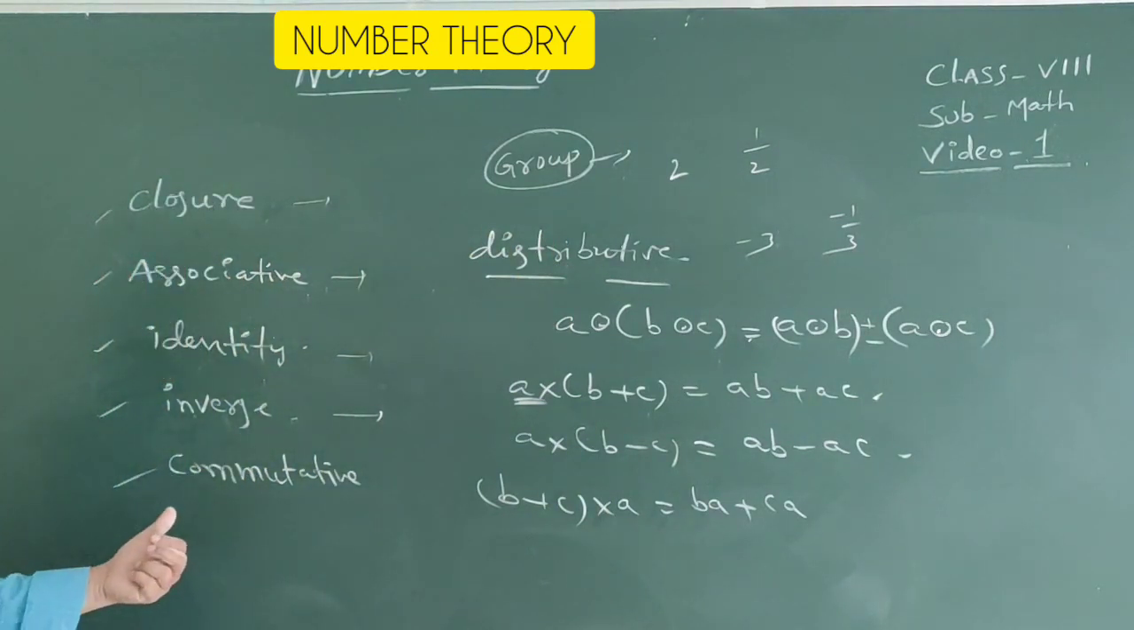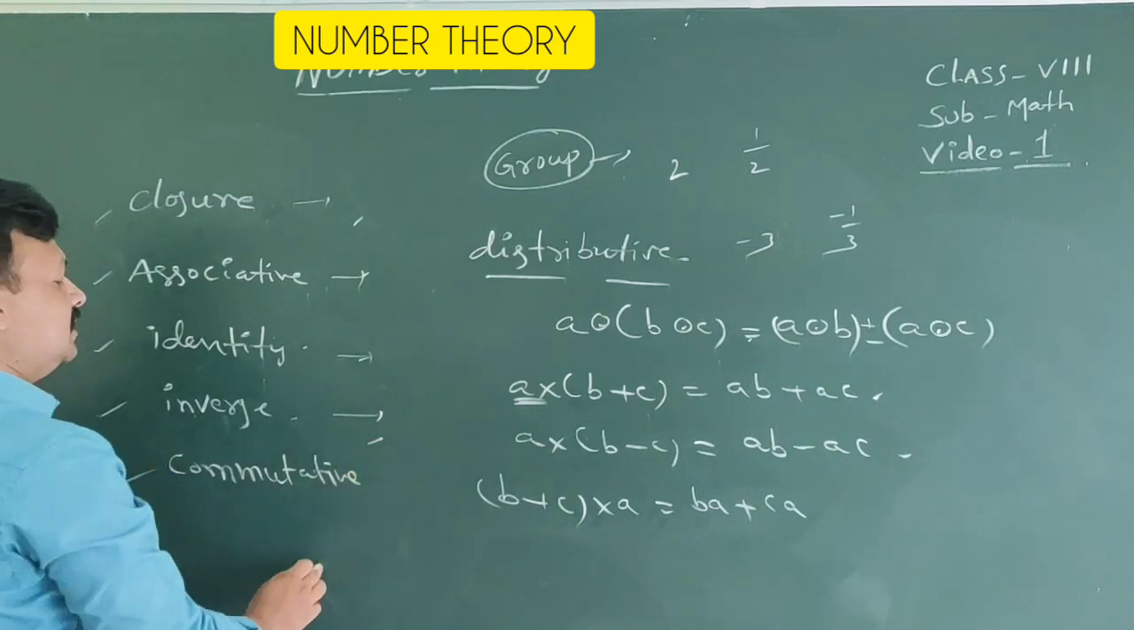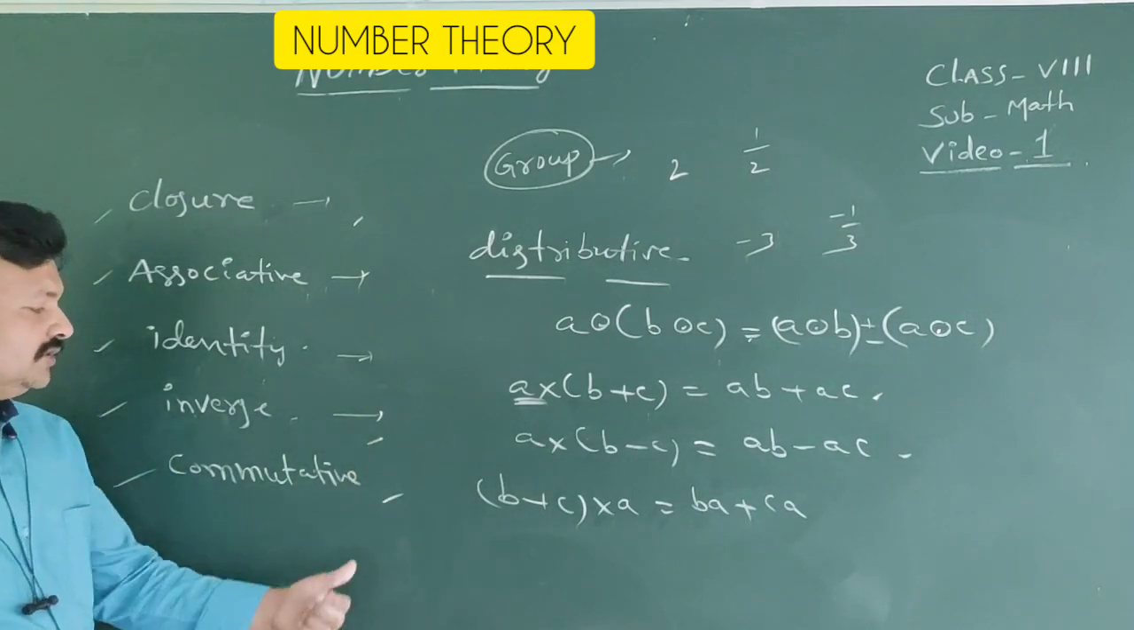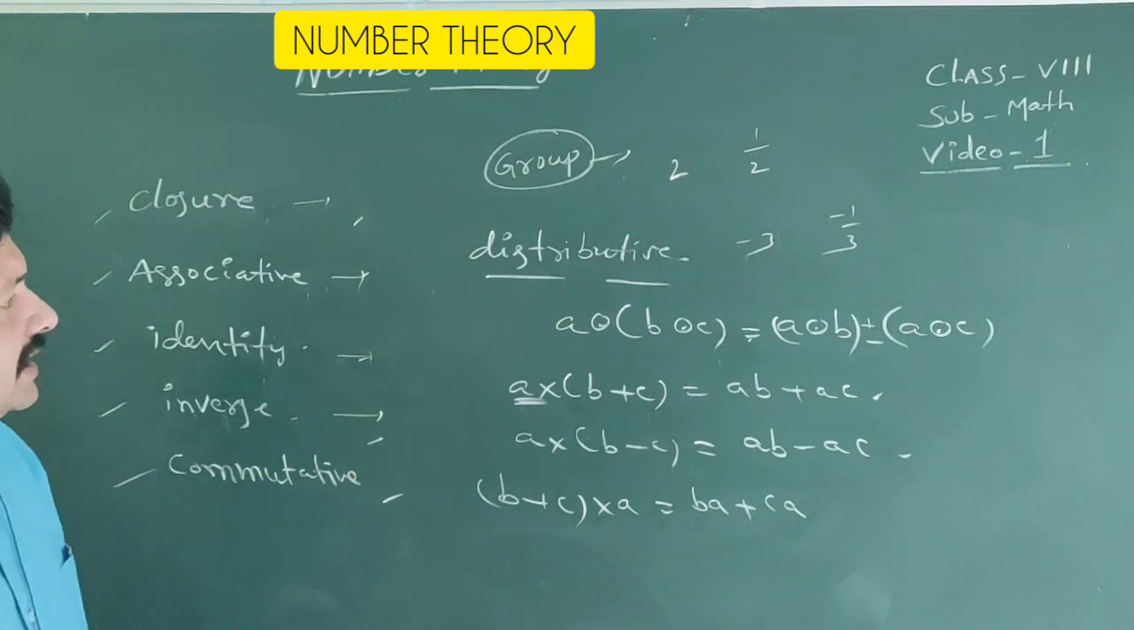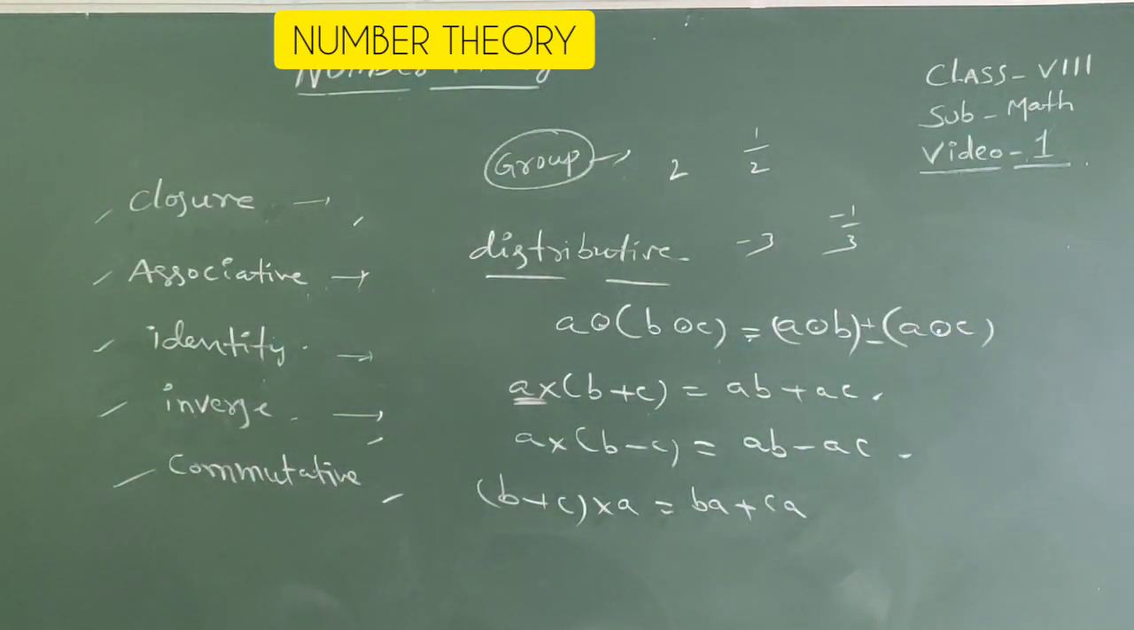That's why rational numbers satisfy closure, associative, identity, inverse and commutative. a into b equal to b into a. That's why it satisfies all the properties, so it's a group. Rational numbers is a group with respect to addition and multiplication. Integers is a group with respect to addition.